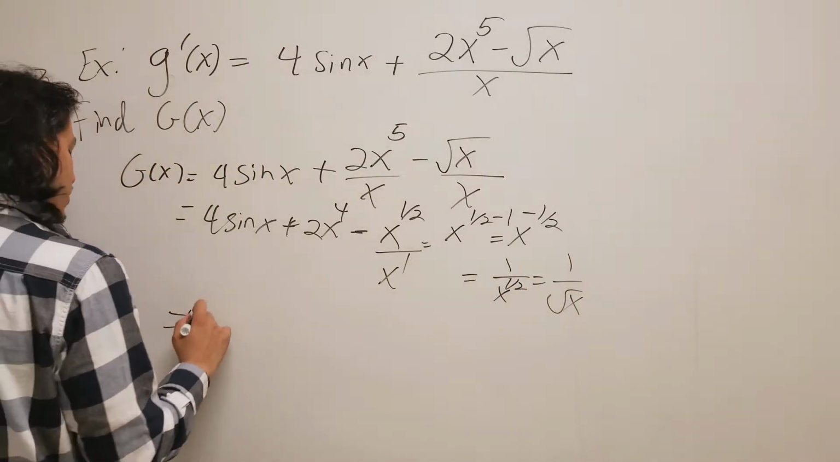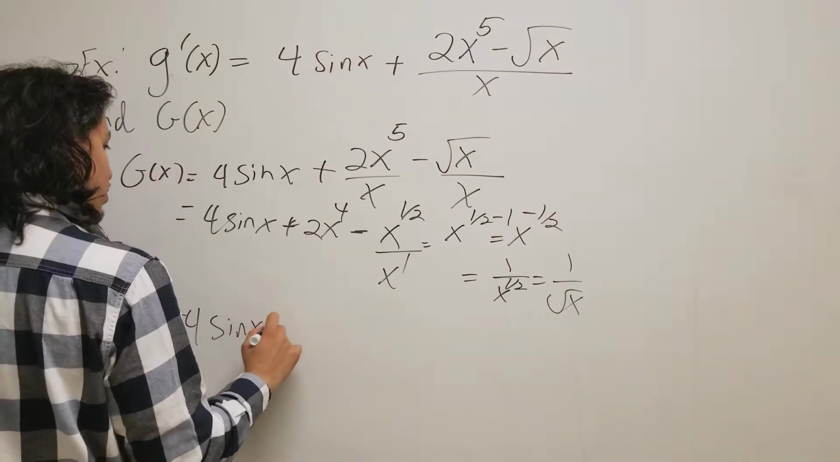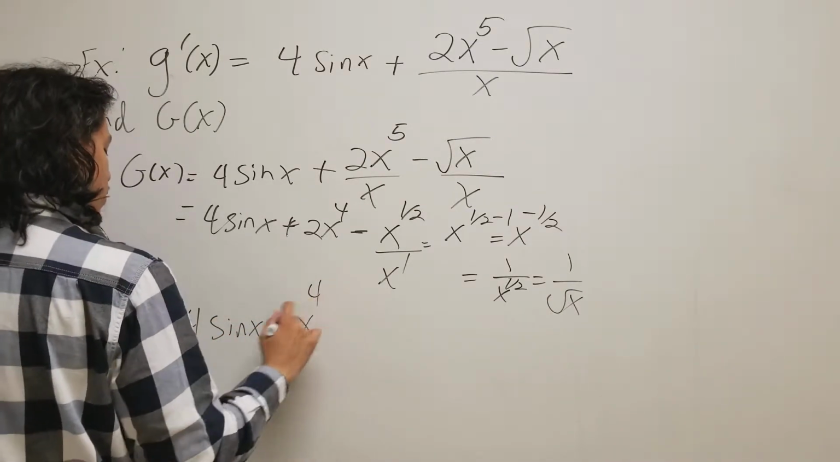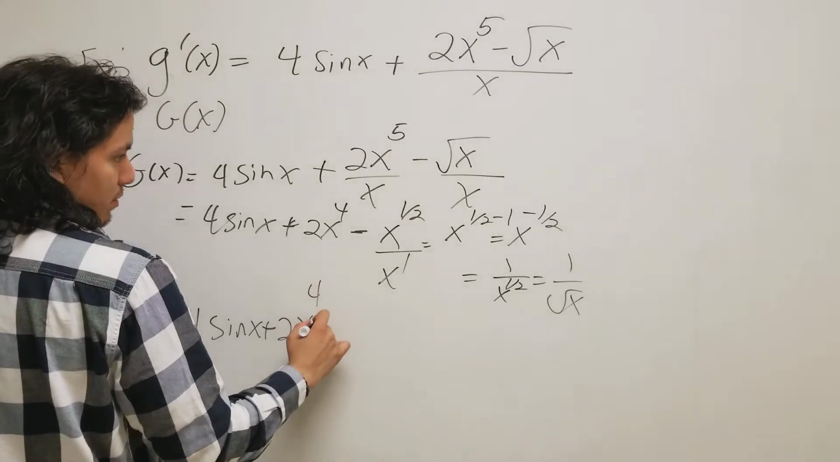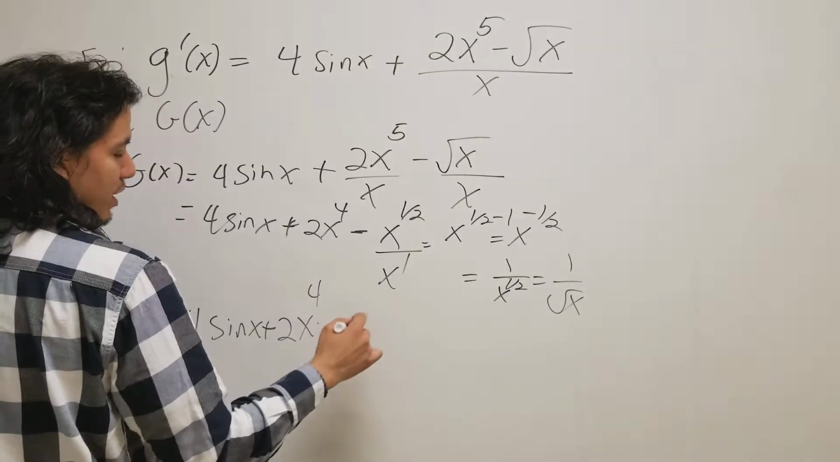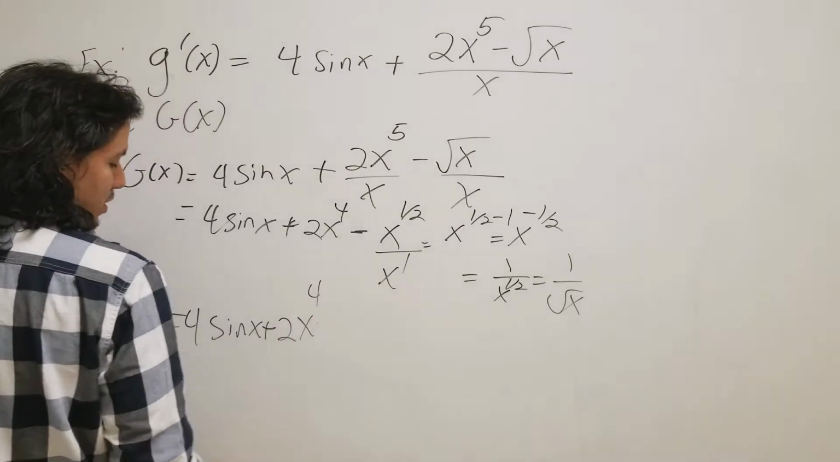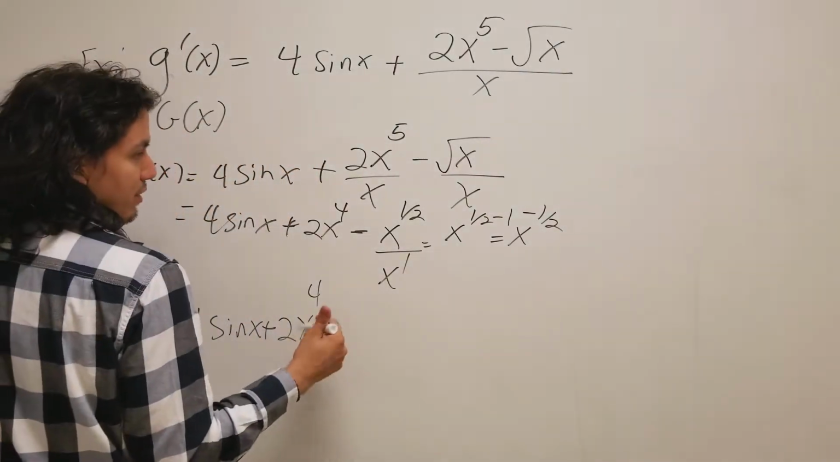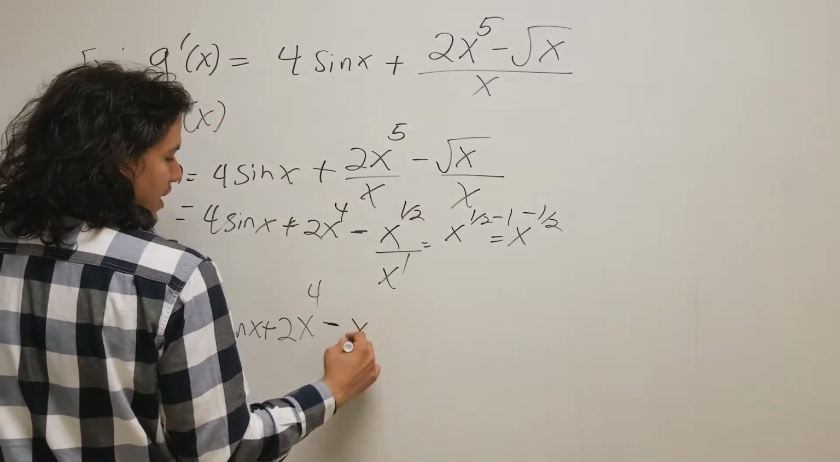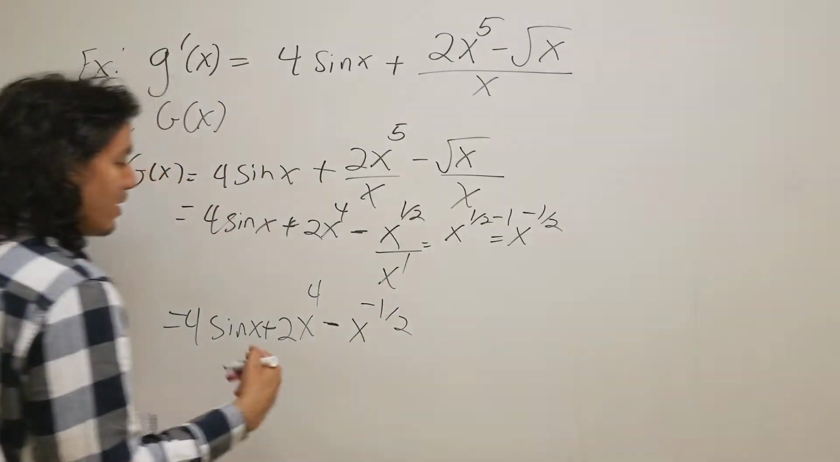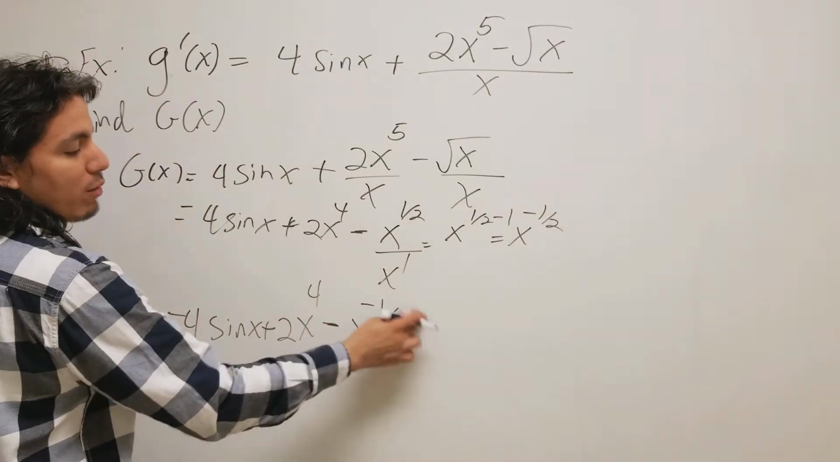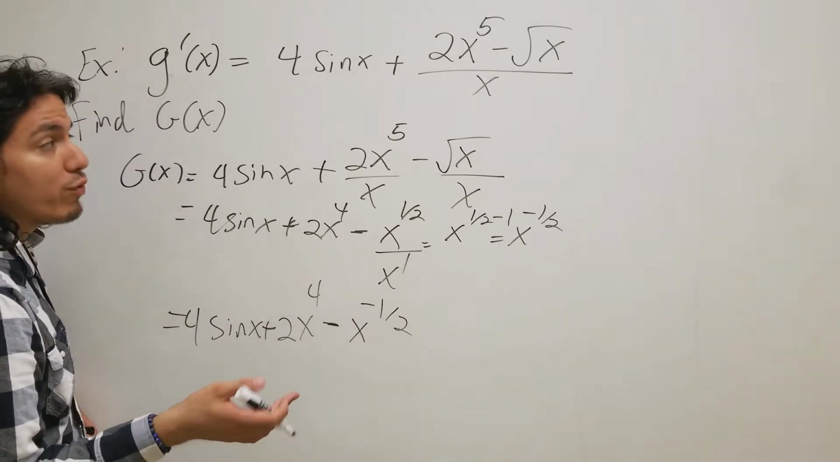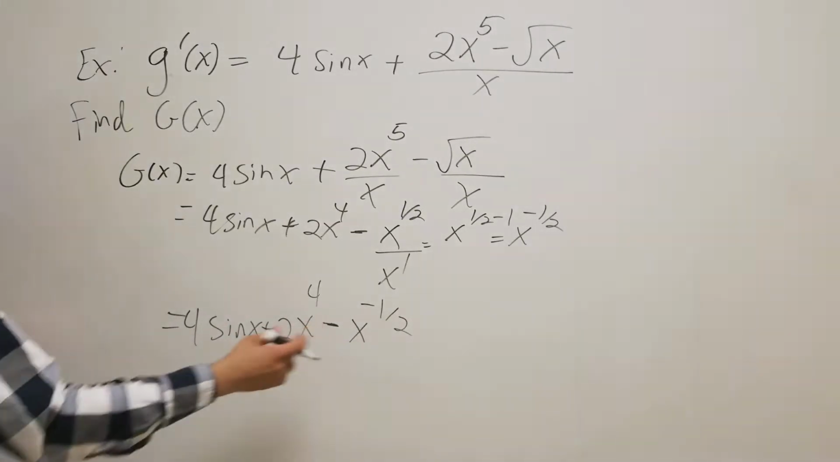So then we're left with 4 sine of x plus 2x to the 4. Well, I actually kind of went ahead of myself. Let's keep x to the negative 1/2. There's a reason for that. Negative x to the 1/2. Why? Because it's in the form of a power. So now we can apply the power rule for the antiderivative. So that's why we're doing that.